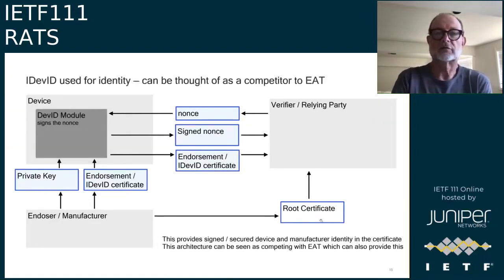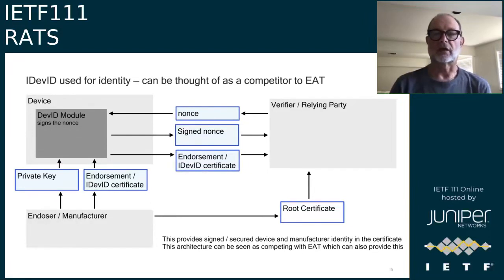So in this picture, there's no EAT because they're kind of competitors. So this is my understanding of how DevID works in normal practice. The one interesting part of this diagram is right in the middle, where I'm showing a box that says signed nonce. There has to be a signed nonce going back from the device to the relying party, otherwise you can have replay.